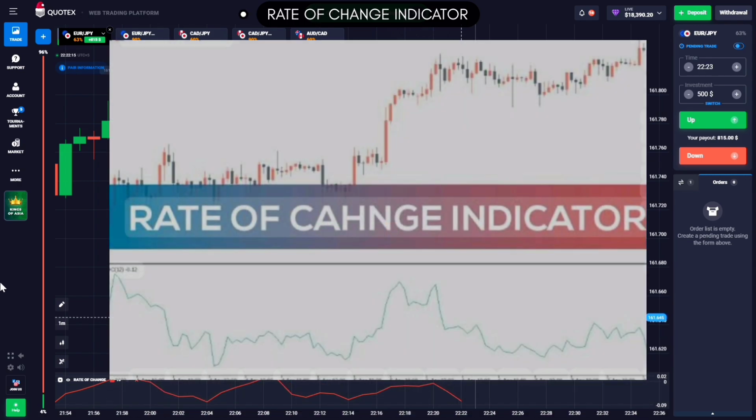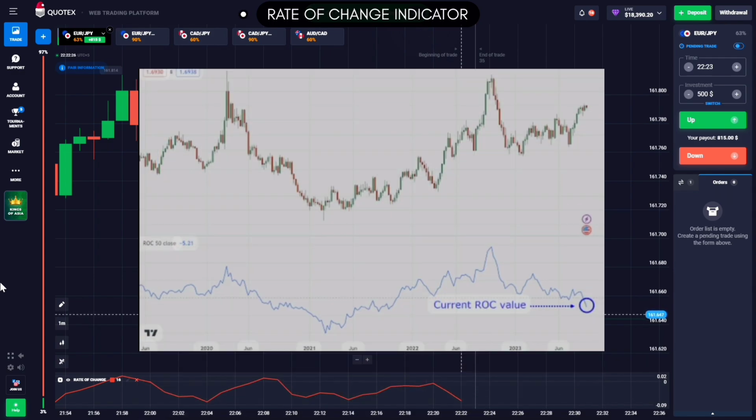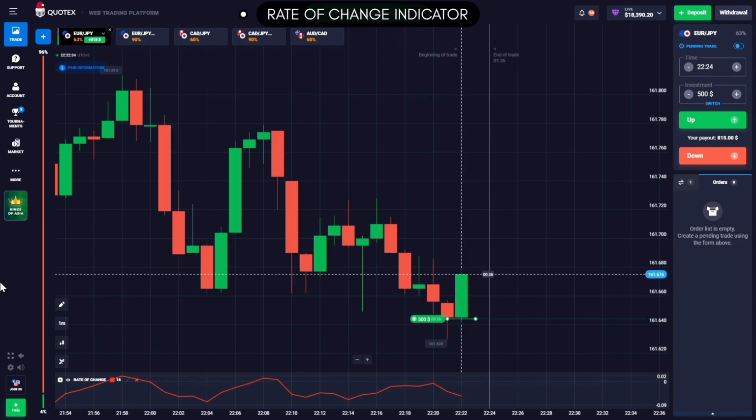The rate of change is a momentum-based technical indicator that measures the percentage change in price between the current price and a price from a specified number of periods ago. It helps traders determine the strength and speed of price movements, making it useful for identifying momentum shifts, trend reversals, and overbought/oversold conditions.